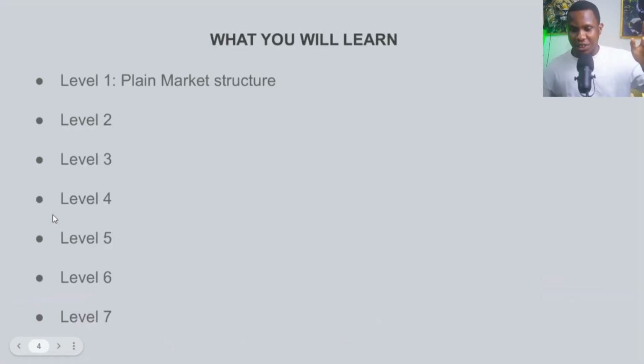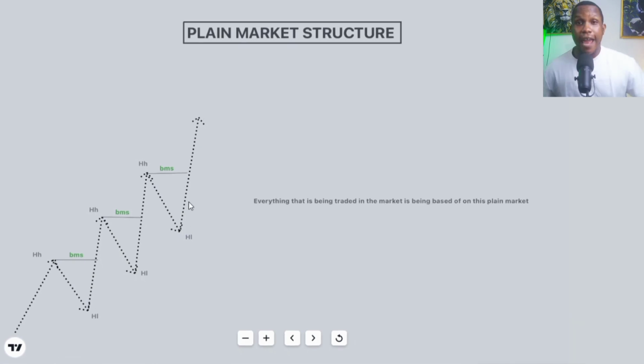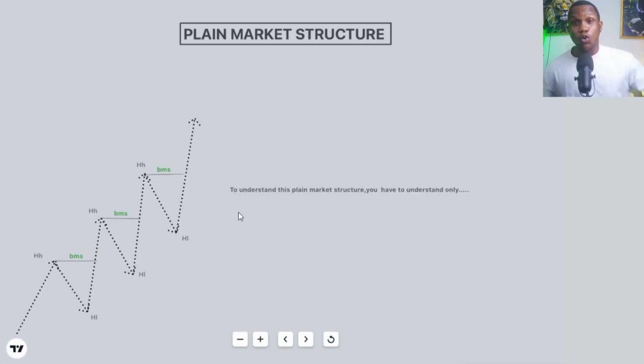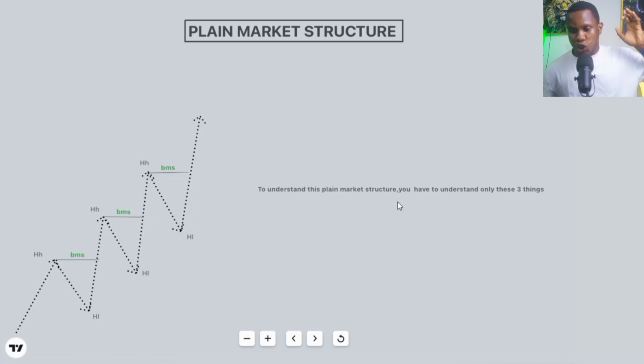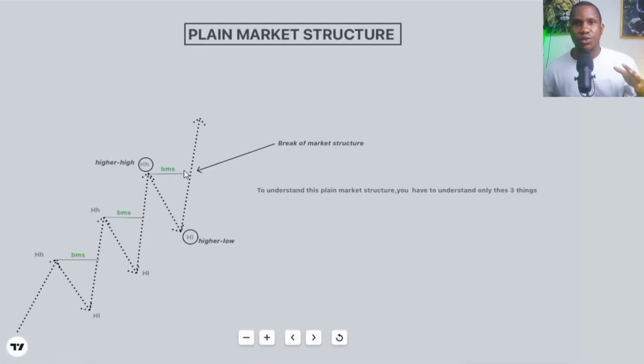Level 1 is what? The plain market structure. Plain market structure is a skeleton price movement is built on. Everything that is being traded in the market is being based off of this what? Plain market structure, guys. To understand plain market structure, you have to understand these 3 things: higher low, higher high, and break of market structure, guys.